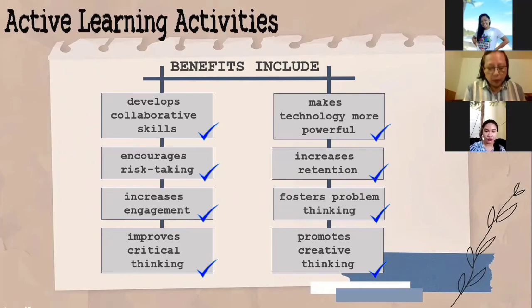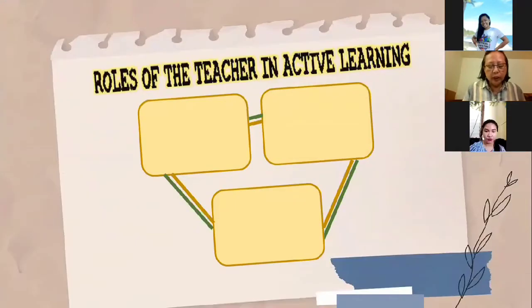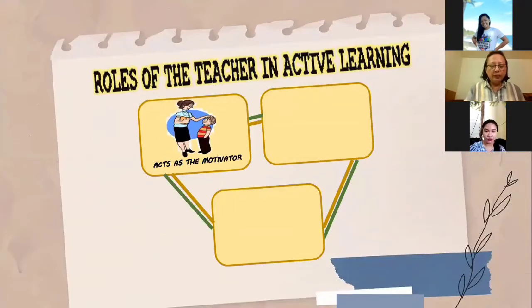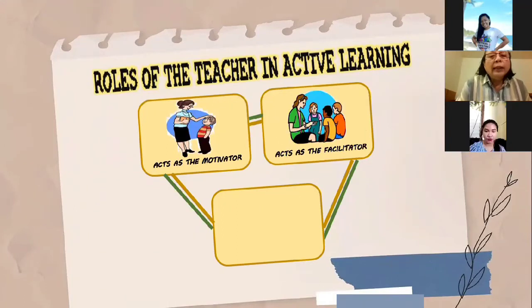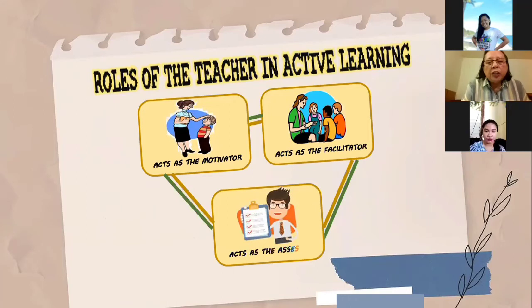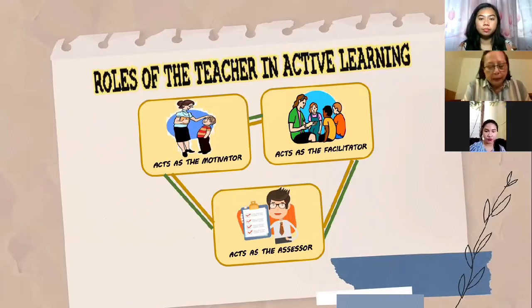So what are the roles of the teacher in active learning activities? I could cite three roles of the teacher. One is motivator. As a motivator, this is usually done while the teacher designs her own material on what you need to take up in the class. As a motivator, she ignites the curiosity and interest of the students about the topic.